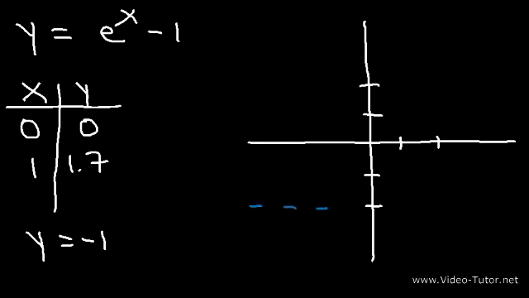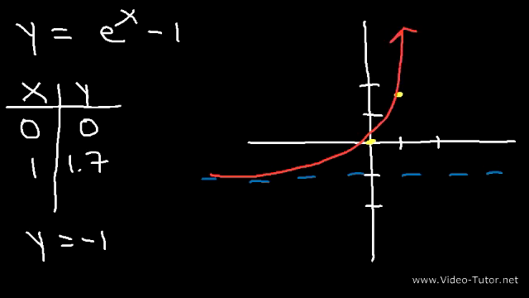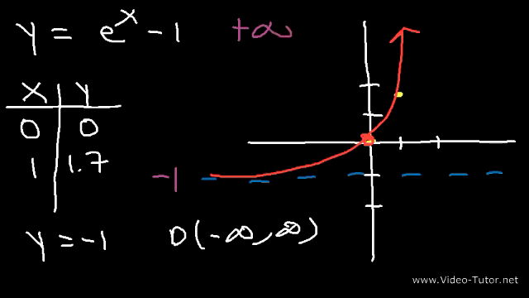So let's plot the horizontal asymptote. It's over here. The first point is 0, 0, and the next point is 1, 1.7, which is approximately there. So as before, we're going to start from the horizontal asymptote and connect to the 2 points. And so that's a rough sketch of the curve that we have. The domain of the function is negative infinity to infinity, and the range is from the horizontal asymptote up to positive infinity. So the range is from -1 to infinity, but not including -1.